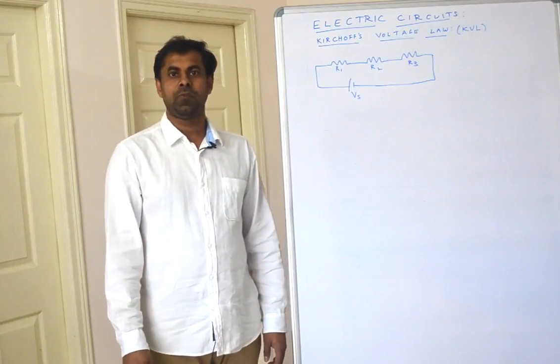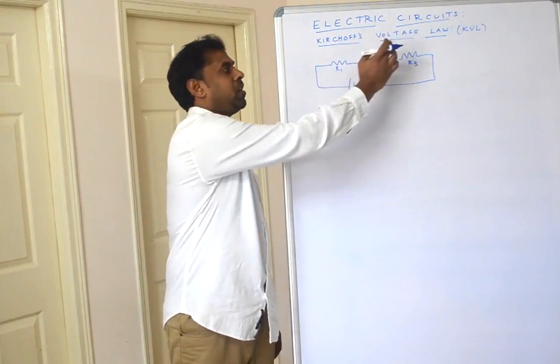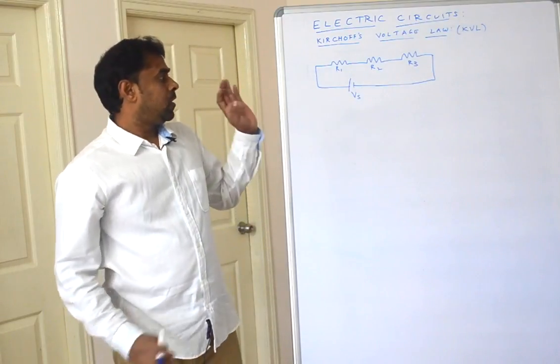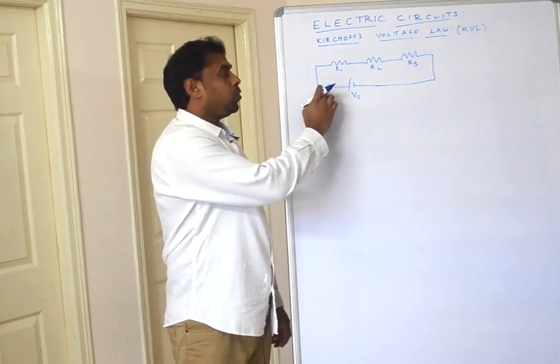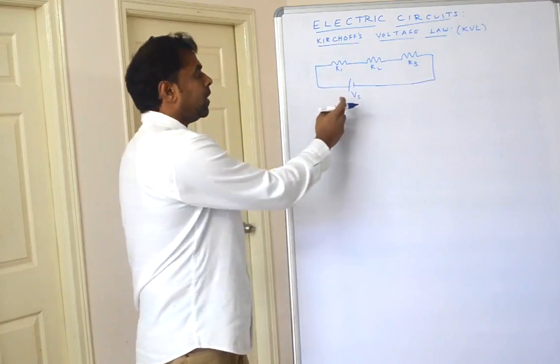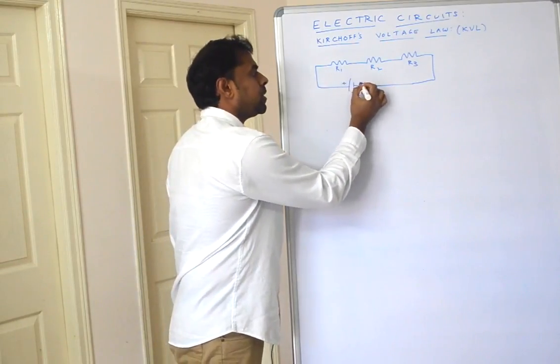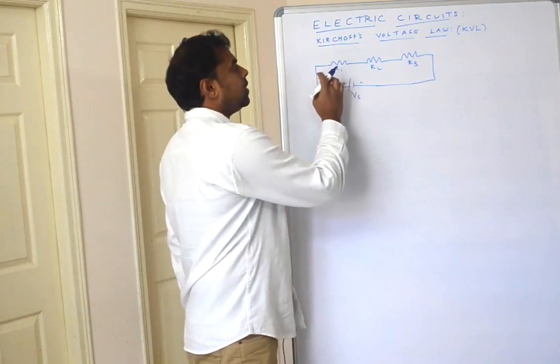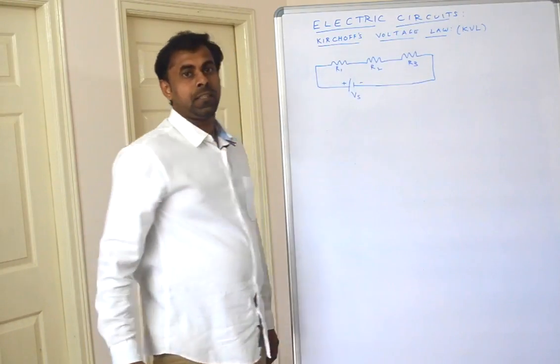Hi everyone, in this session we are going to learn about Kirchhoff's voltage law, which is represented as KVL. Let us take a circuit which should be a closed one. Here a voltage source is there which is represented as Vs. It contains two terminals, positive and negative, and some resistances are connected like this.